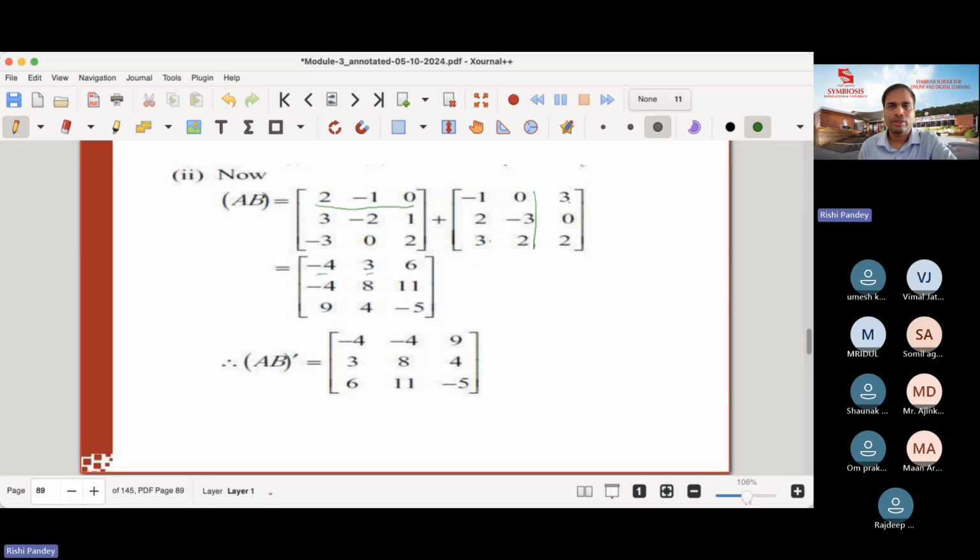And similarly, first row, third column. So 2 into 3 plus minus 1 to 0, 0. And 2 0 to 0. So 6 only. So similarly, we can go second row, first column, second row, second column, second row, third column. Third row, first column, third row, second column, and third row, third column. We will get this. So AB transpose means we can write this in the row form, this in the row form, this in the row form.